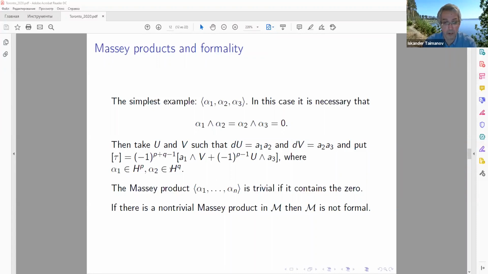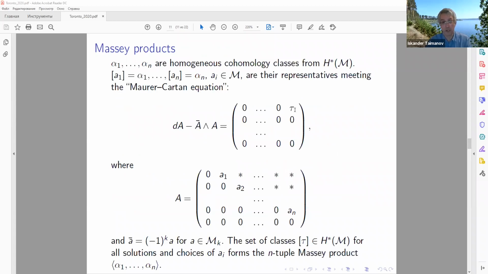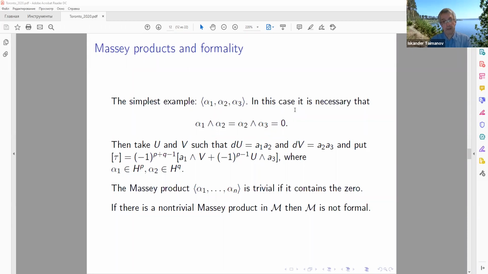Here p and q are the degrees of these two elements, alpha 1 and alpha 2. So I just add this minus in some power term before these brackets, just to fit with the previous definition from the Maurer-Cartan equation. But it's quite clear that already this element inside is a cocycle. You can just take d of this element and see that it vanishes because of these two properties. So the Massey product is trivial if it contains 0. If the solution set has tau equal to 0 cohomologically, then we say that the Massey product vanishes. And there is a criterion for non-formality: if there is a non-trivial Massey product on M, then M is not formal.